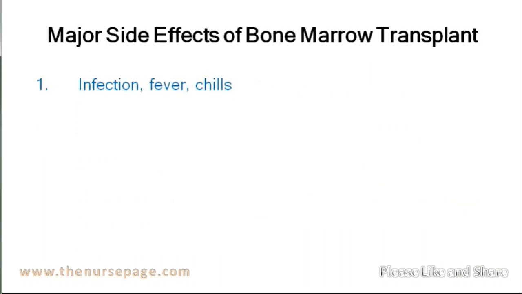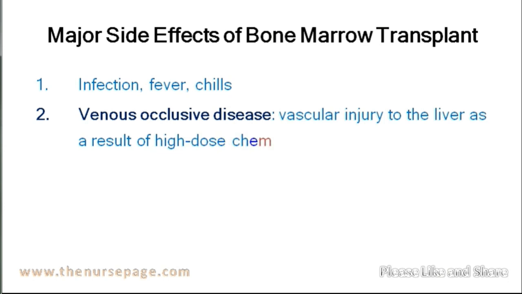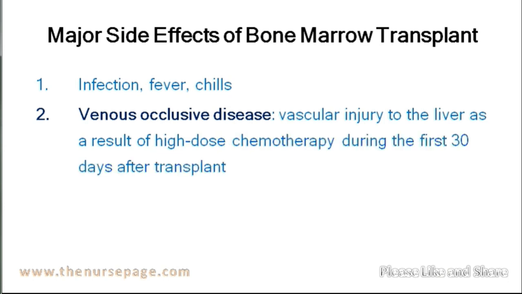So we can check what are the major side effects of bone marrow transplant. Major side effects include mainly infection, fever, chills. Next side effects include venous occlusive disease. Venous occlusive disease is due to vascular injury to the liver as a result of high dose chemotherapy during the first 30 days after transplant.